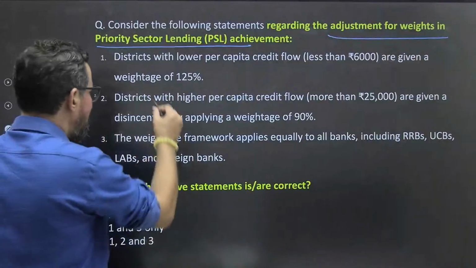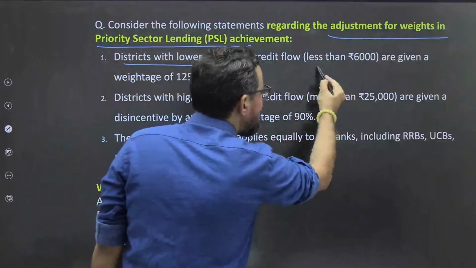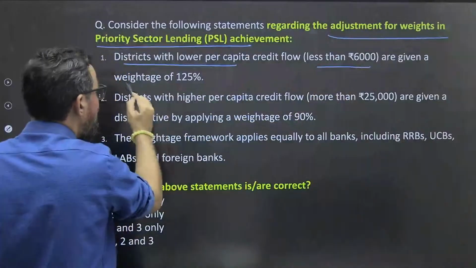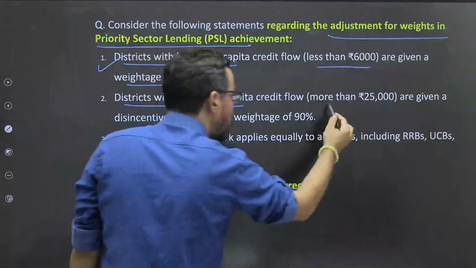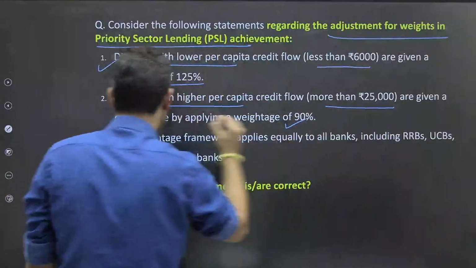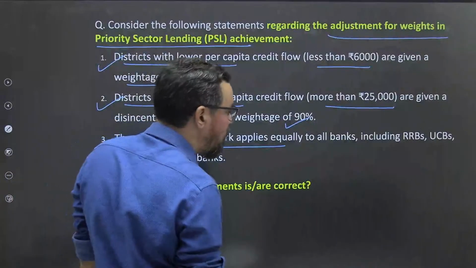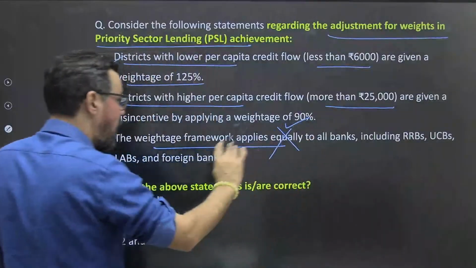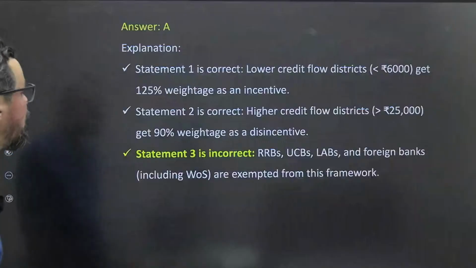And it is easy. ठीक है, this आपका district with lower per capita credit less than 6,000 rupees are given a weightage of 125%. ठीक है, district with higher per capita more than 25,000 given a weightage of 90%. All are correct. The weightage framework applies equally to all banks? No, it does not apply equally. ठीक है, so आपका excluding this. ठीक है, so this 1 and 2 आपका A should be right answer for this particular one.